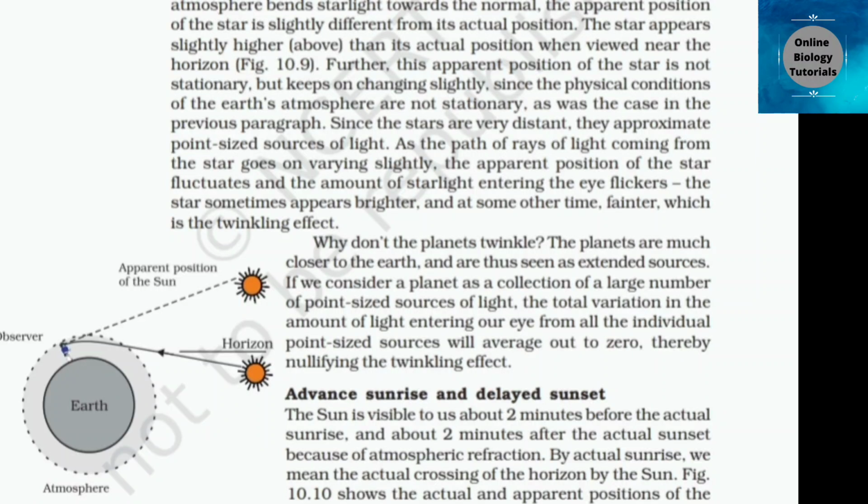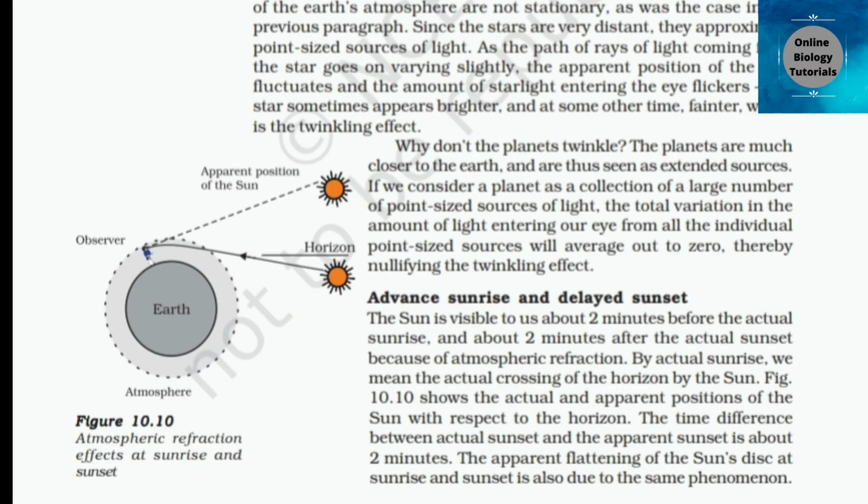The sun is visible to us about 2 minutes before the actual sunrise, and about 2 minutes after the actual sunset because of atmospheric refraction. By actual sunrise, we mean the actual crossing of the horizon by the sun. Fig. 10.10 shows the actual and apparent positions of the sun with respect to the horizon. The time difference between actual sunset and the apparent sunset is about 2 minutes. The apparent flattening of the sun's disk at sunrise and sunset is also due to the same phenomenon.